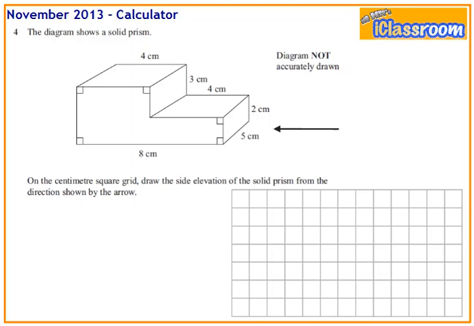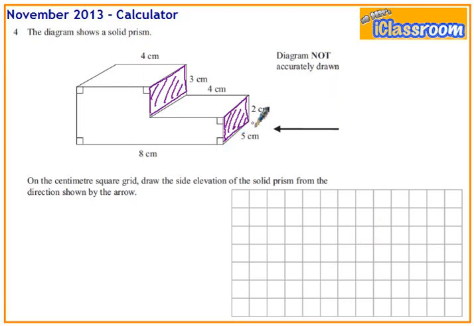Plans and elevations. This was a relatively simple question, but we needed to know what to do in order to score all of the marks. We need to think about looking at the picture from this direction. So what would I see if I was side on to this object? Well, I would see this face here, and I would also see this face here. And I need to draw these accurately on my centimetre squared paper.